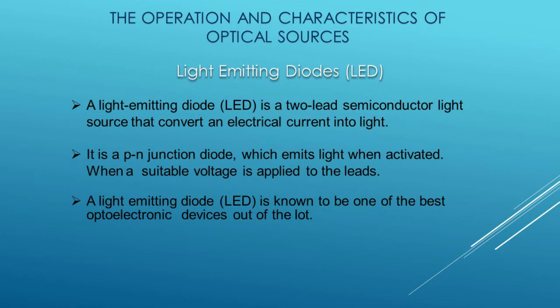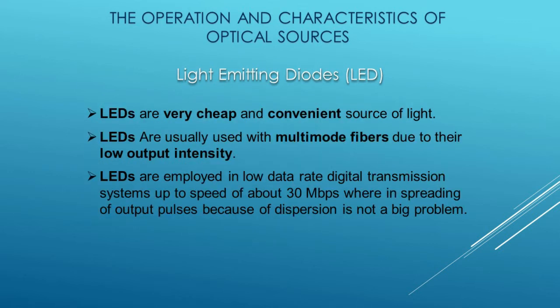A light-emitting diode (LED) is known to be one of the best optoelectronic devices out of the lot. LEDs are very cheap and convenient sources of light. LEDs are usually used with multimode fibers due to their low output intensity. LEDs are employed in low data rate digital transmission systems up to speeds of about 30 megabits per second, wherein spreading of output pulses because of dispersion is not a big problem.